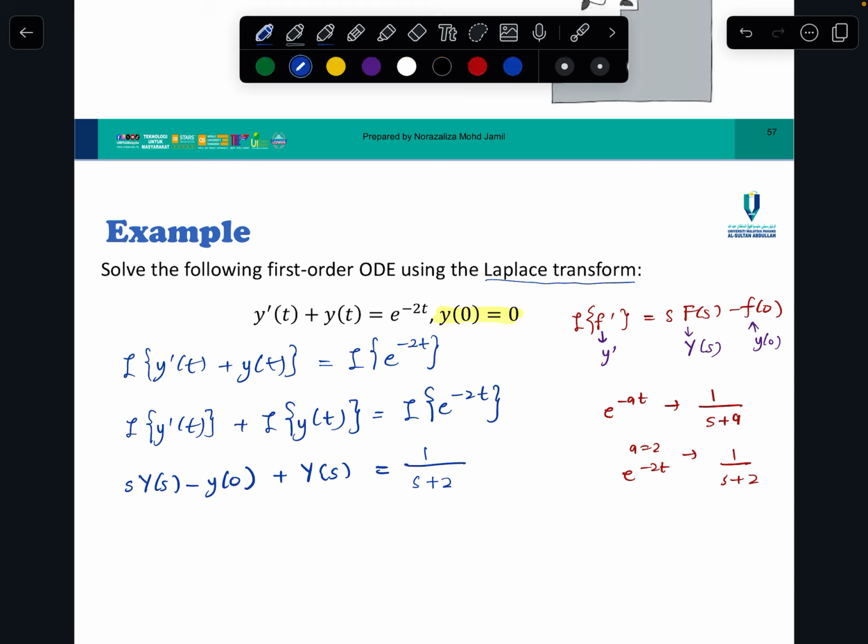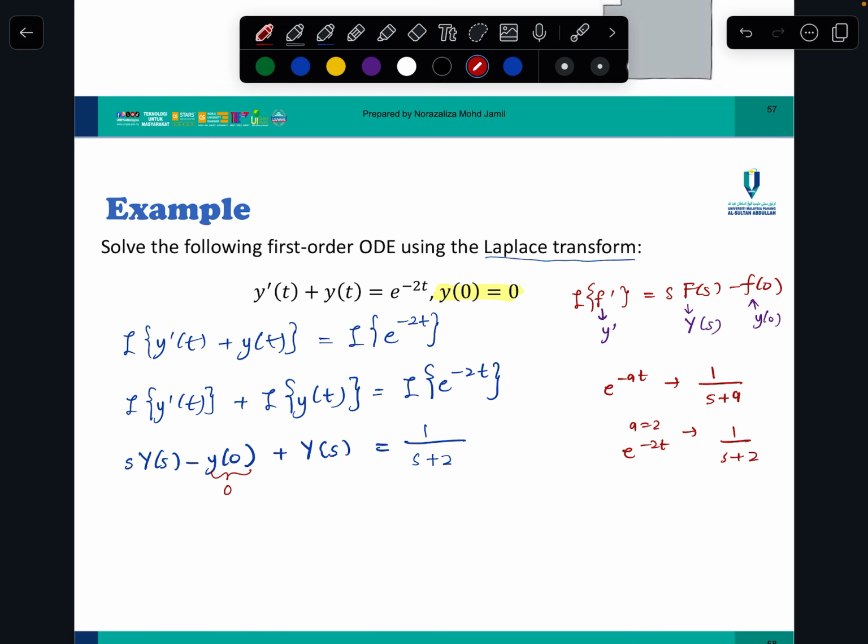Y0 is 0, so you can substitute this into the equation. Next, to solve this, you can factor Y(s) out. So let's write the factor of Y(s), and the term is s plus 1, on the left hand side. On the right remains what it is, since we want Y(s) as the function. So now the right hand side becomes this one.